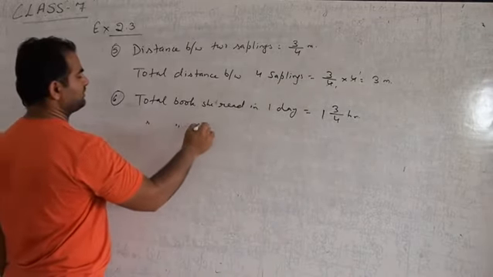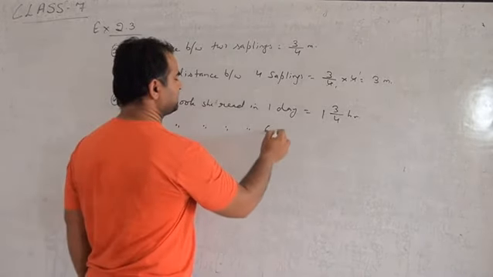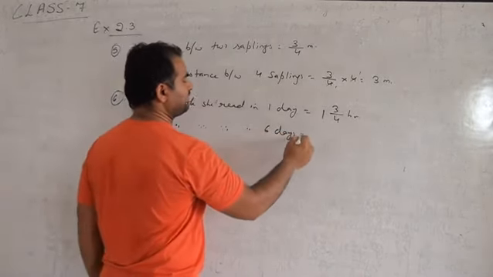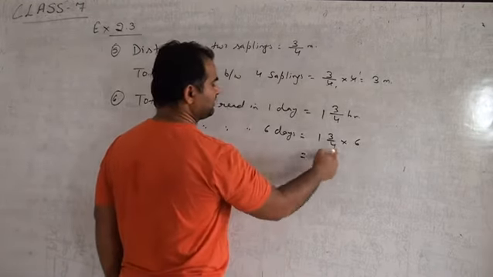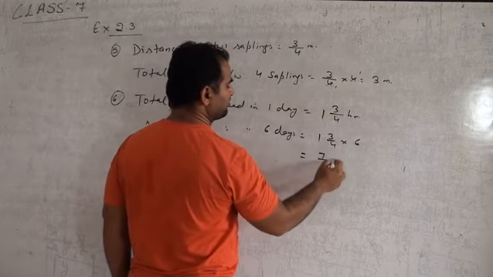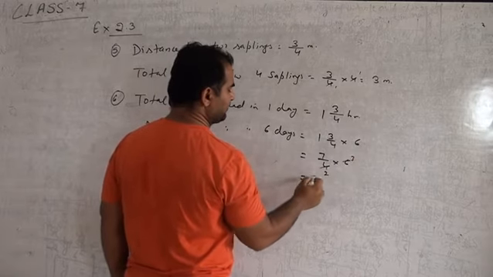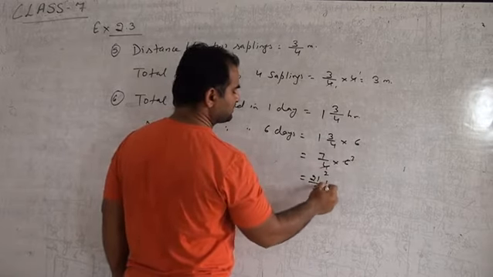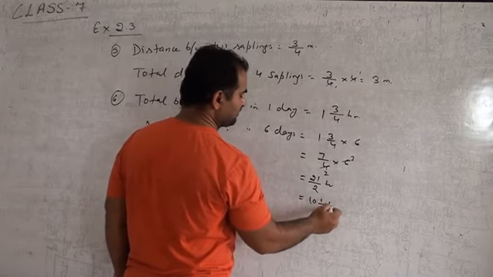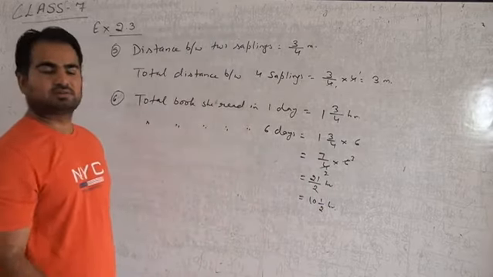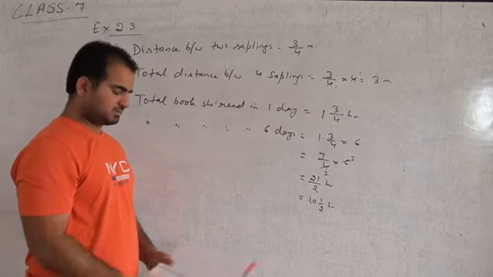Then in how many days did she complete the book? 6 days. So it will be 1 3 by 4 multiplied by 6, or we can say 7 by 4 multiplied by 6. 2 2s are 4 and 2 3s are 6. It will be 21 by 2 hours, or 10 1 upon 2 hours. So in total she read that book in about 10 and a half hours.